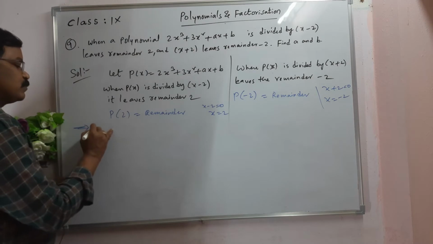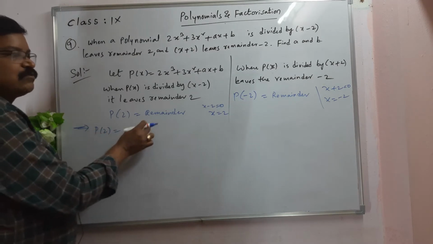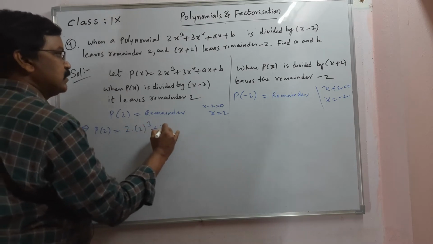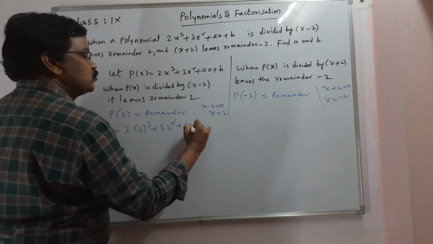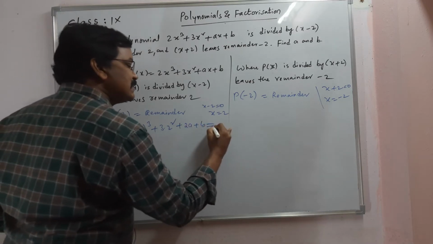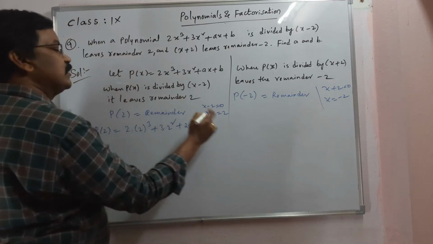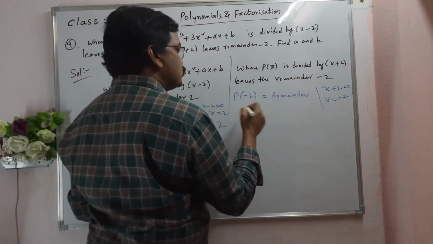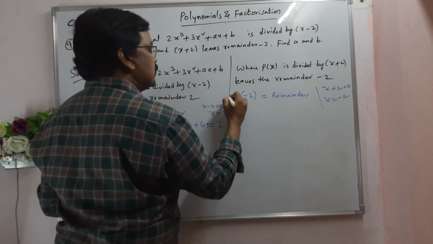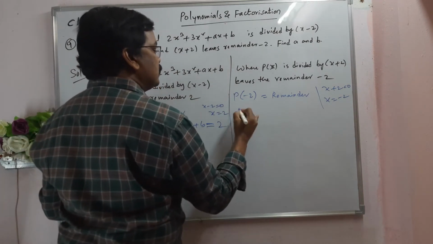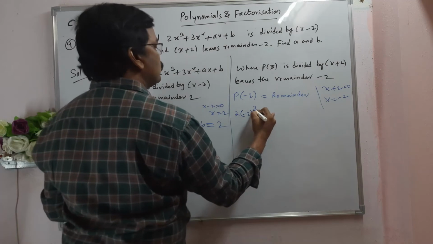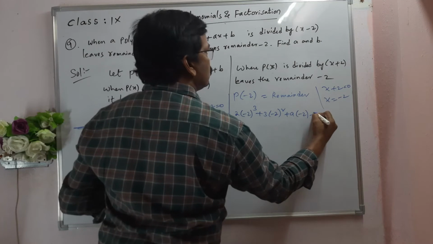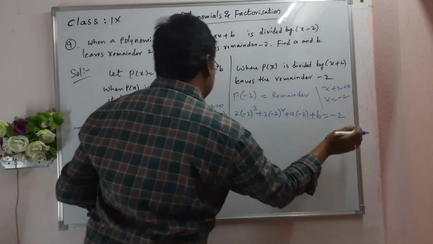Let us substitute now p of 2. That means x is equal to 2 in the given polynomial. That means 2 times 2 cube plus 3 times 2 square plus 2a plus b. So this remainder value is equal to 2. Here p of minus 2, let us substitute in the given polynomial. So that means 2 times minus 2 whole cube plus 3 times minus 2 whole square plus a times minus 2 plus b. So here the remainder is minus 2.